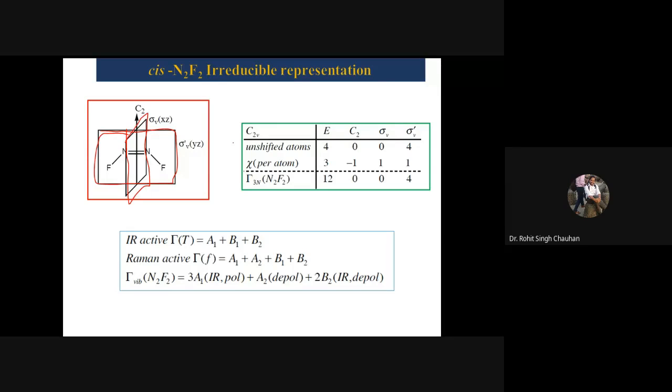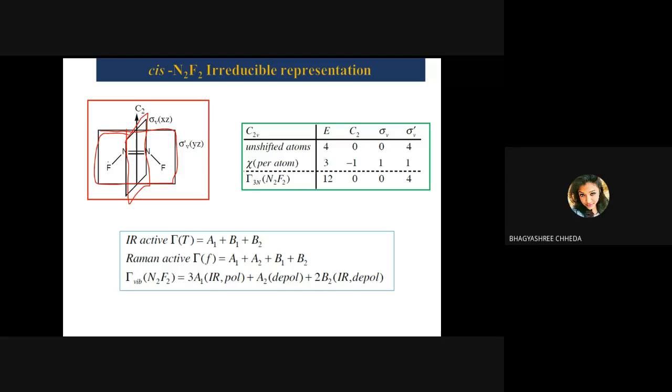applying the reduction formula. For that, I have told you that you are supposed to find out the unshifted atoms during the symmetry operation. So let us see. For E, in the process of E, we rotate the whole molecule by an angle of 360, right? So if I rotate this whole molecule by 360, how many atoms will be unshifted?